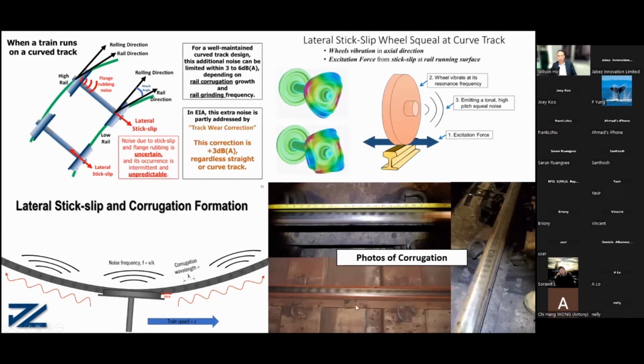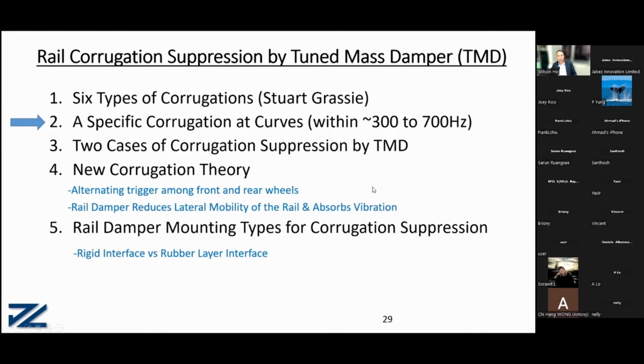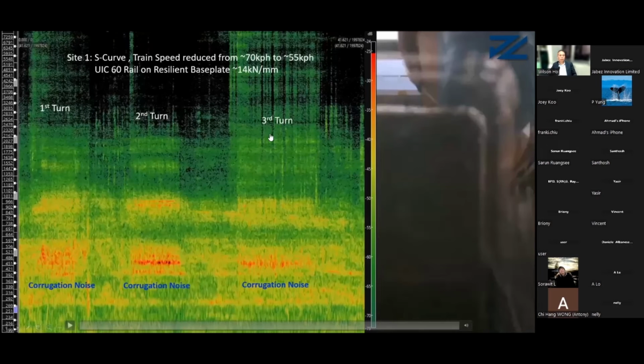There are different photographs showing this type of corrugation. Normally, they are only 10 micron or 20 micron. It is not very deep. Then we talk about the corrugation noise of around 500 hertz. This one we already talked about. In site 1, there is corrugation noise of 460 hertz. It is a UIC 60 rail on a resilient base plate of around 14 kilonewton per millimeter.